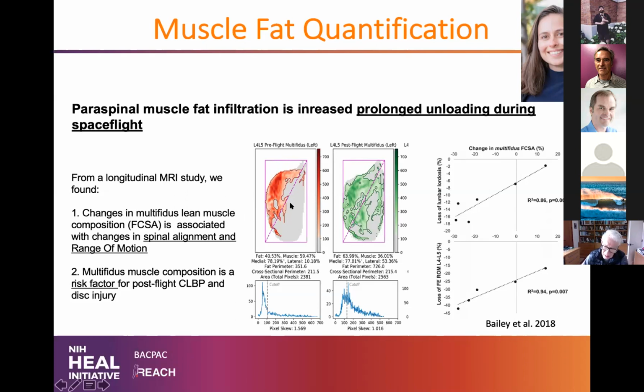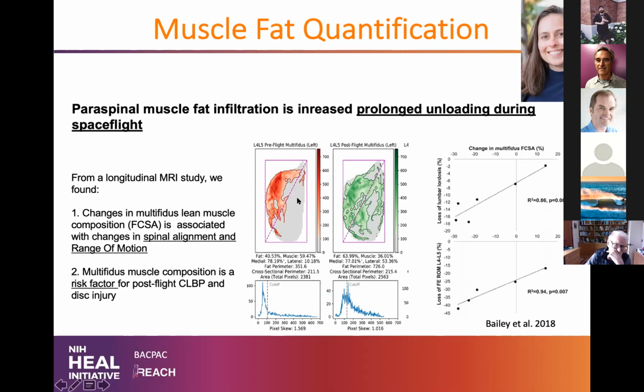Jeannie also concluded here that changes in multifidus lean muscle composition are associated with changes in spinal alignment. You can see that on the right side, the graph on the top shows the association with spinal alignment, and the bottom graph shows the association between lean muscle composition and range of motion. Jeannie concluded in this study that multifidus muscle composition is a risk factor for post-flight chronic low back pain and disc injury.